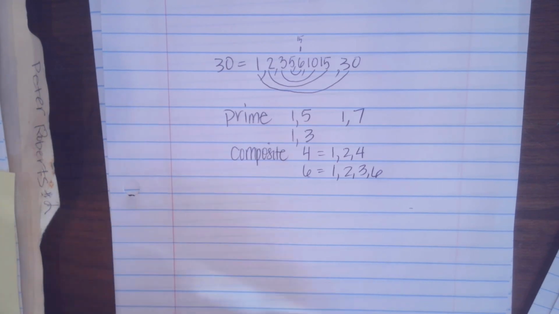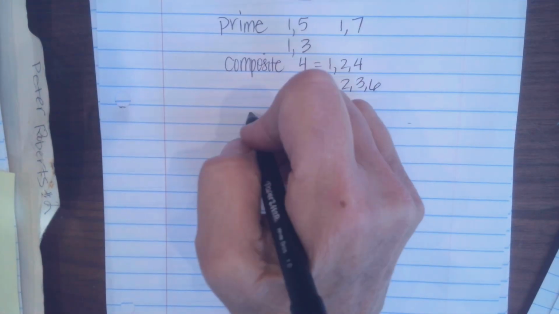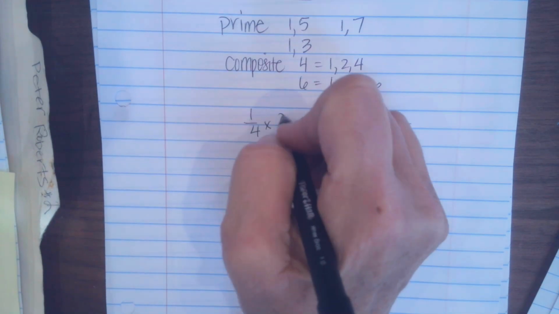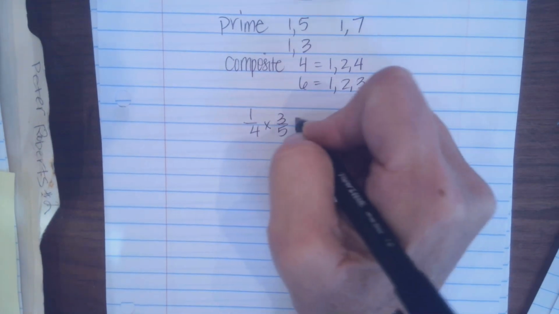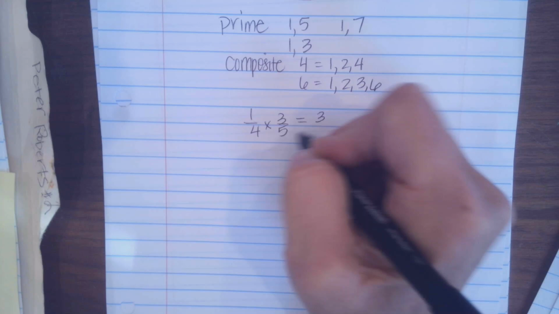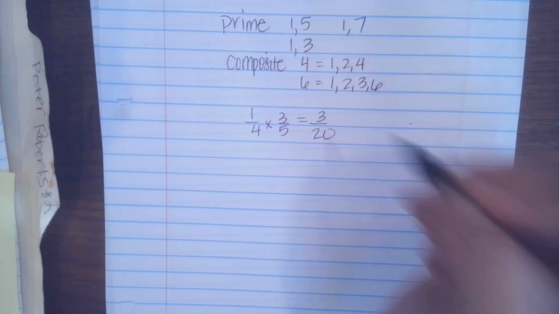Multiplying fractions, we'll review that quickly. 1/4 times 3/5, we multiply across. 1 times 3 is 3. 4 times 5 is 20.